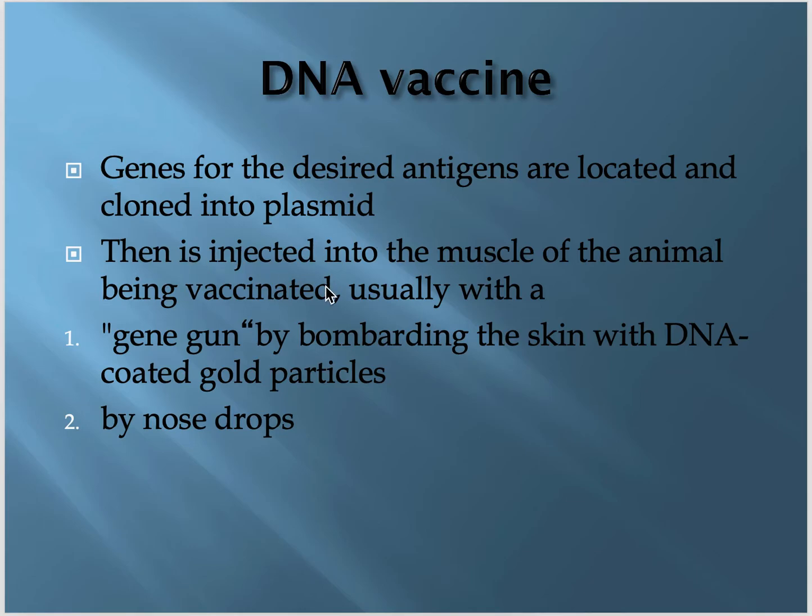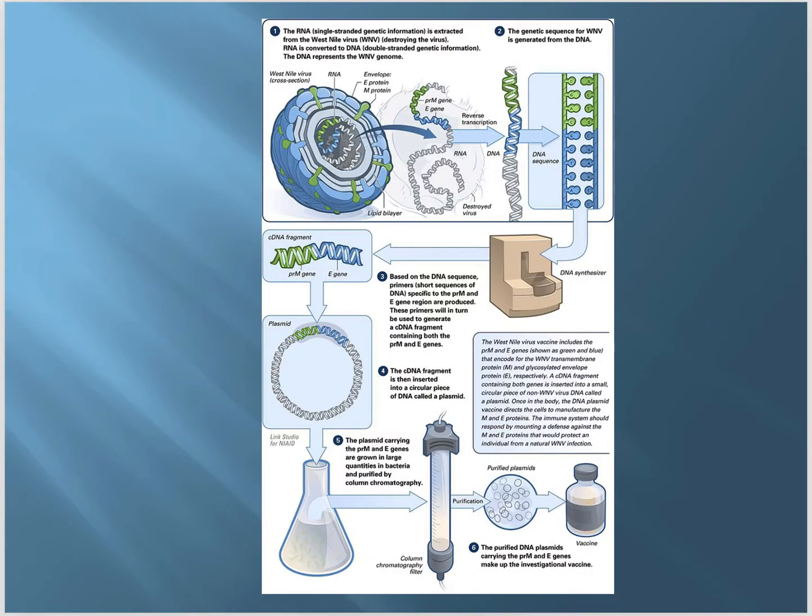After you prepare your plasmid, that is the vaccine. It is injected into the muscle of the animal being vaccinated. We can also administer the DNA vaccine with a gene gun, by bombarding the skin with DNA-coated gold particles, or by nose drops. To date, no DNA vaccine is approved for human use. However, one vaccine, again the West Nile vaccine, is approved for animal use, as an animal vaccine against the West Nile virus.